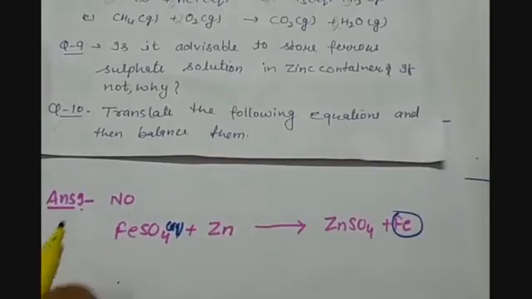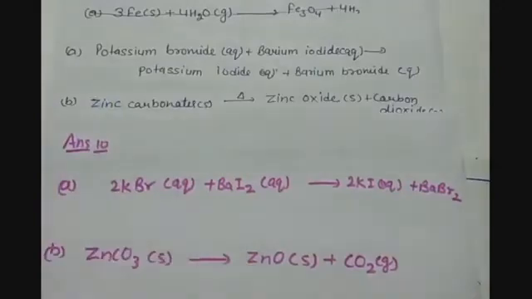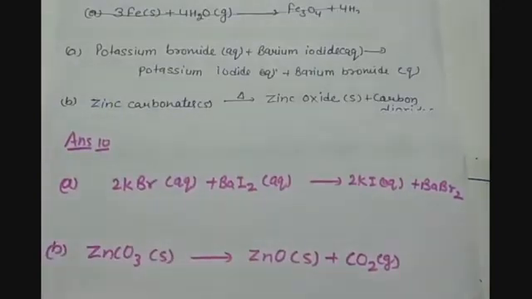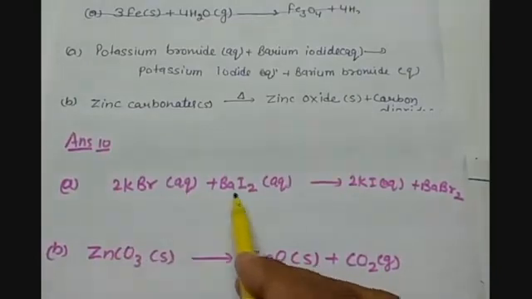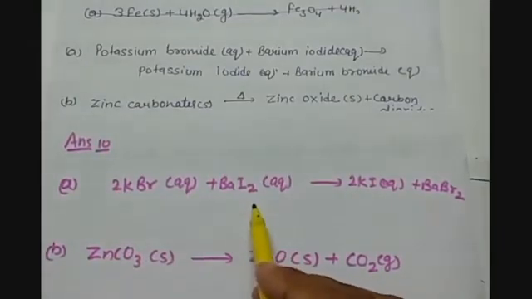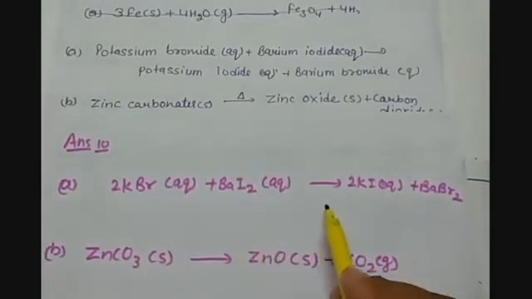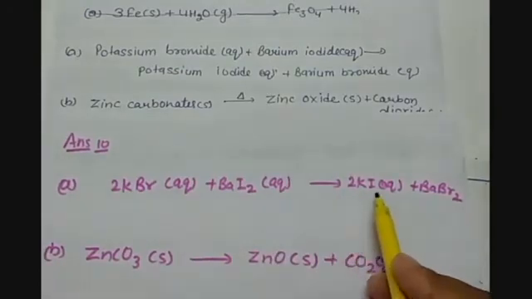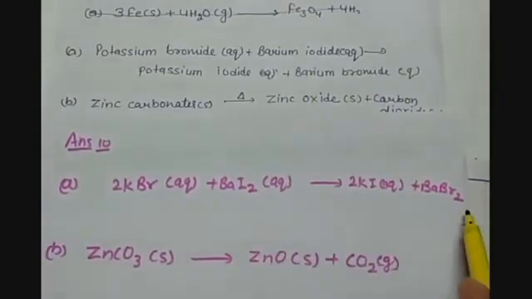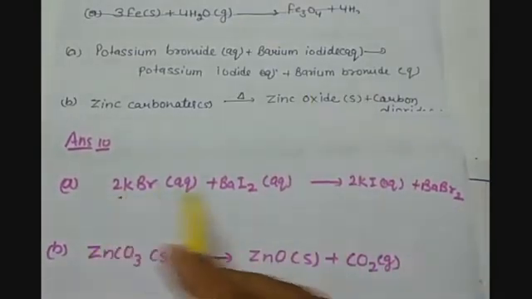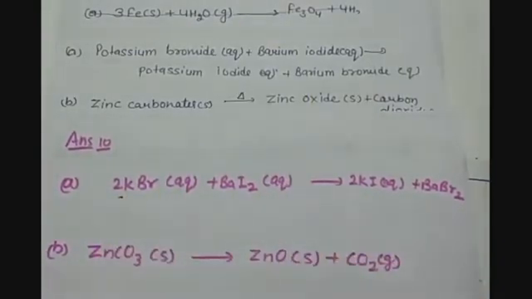10th question is: translate the following equations and then balance them. The first is potassium bromide, that is KBr, aqueous state, barium iodide, BaI2, aqueous, gives us potassium iodide, KI, plus barium bromide, BaBr2. For the balancing, I multiplied by 2. You can also check it for balancing.